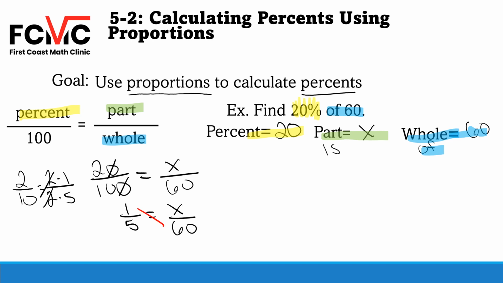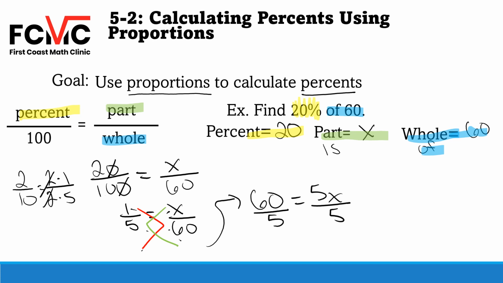All right, then we can cross multiply. So I'll do the rest of the work up here. We're multiplying 1 times 60, so we're going to get 60. Bring down the equal sign, x times 5. We get 5x. We're going to divide by 5 and divide by 5. The 5s cancel out on the right, and we get x equals 12. So 20% of 60 is 12.